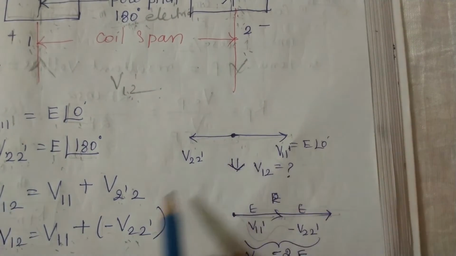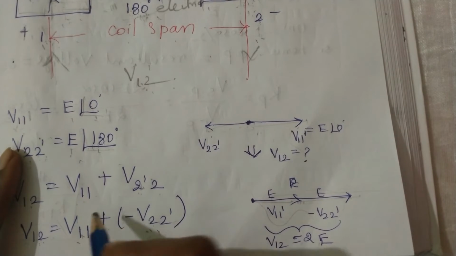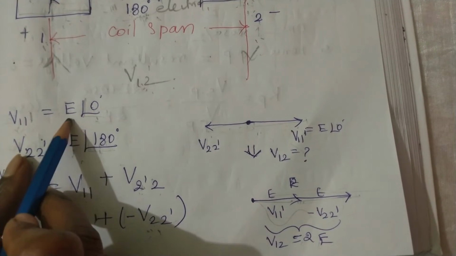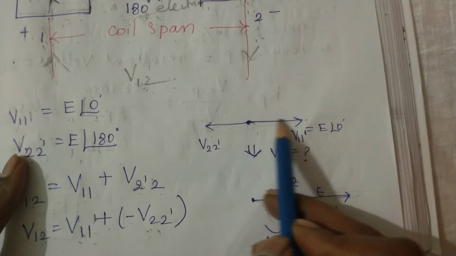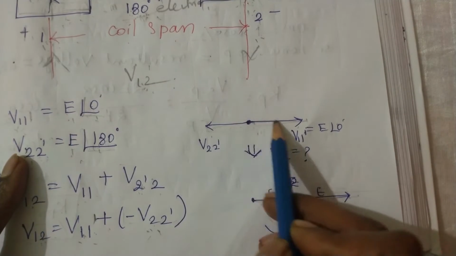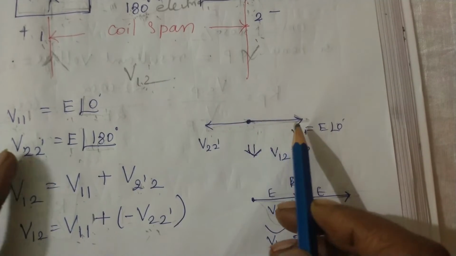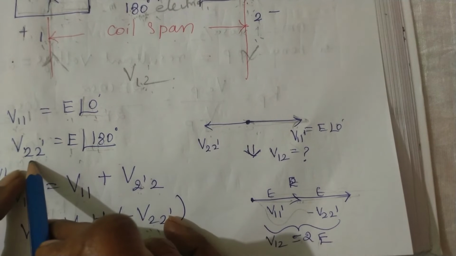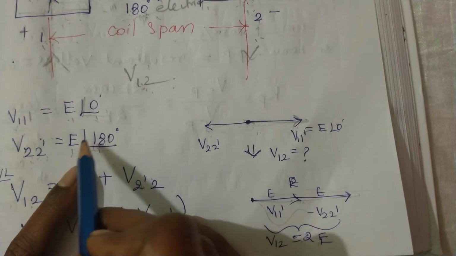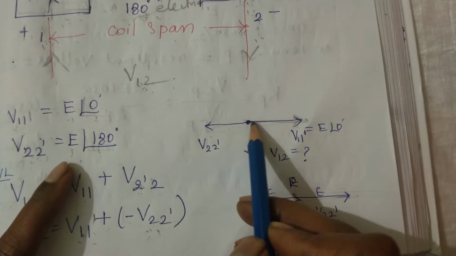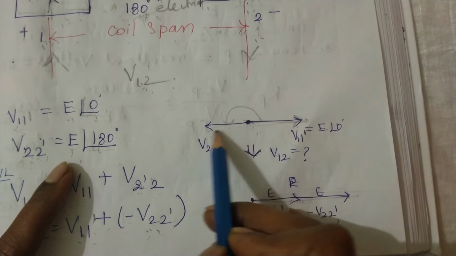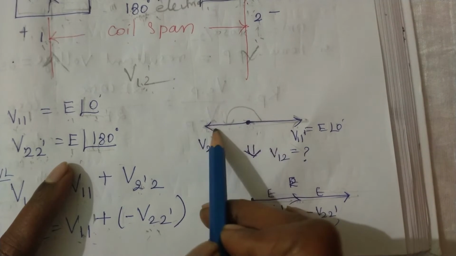In the vector diagram, the first quantity is V11 dash. V11 dash is E at 0 degrees, and I am taking this as the reference, so it will be along the positive x-axis. And the second quantity is V22 dash. Its magnitude is E at 180 degrees. So from 0, after 180 degrees displacement, I get this vector line.